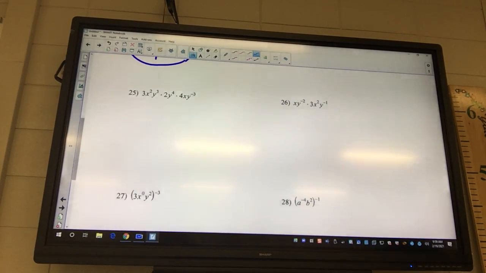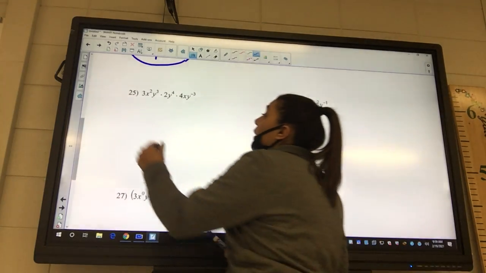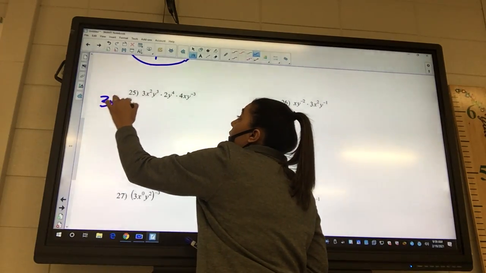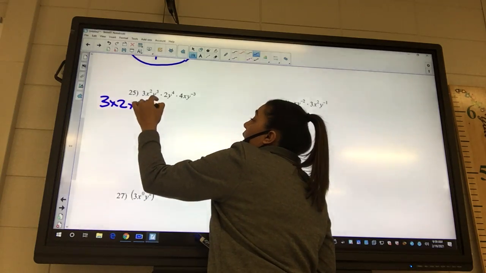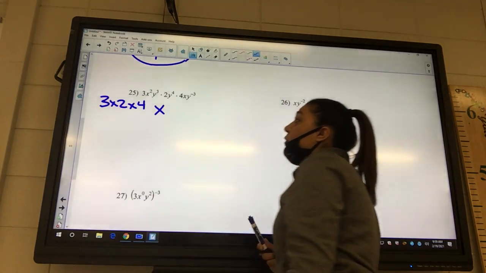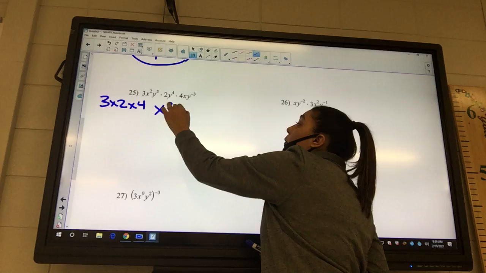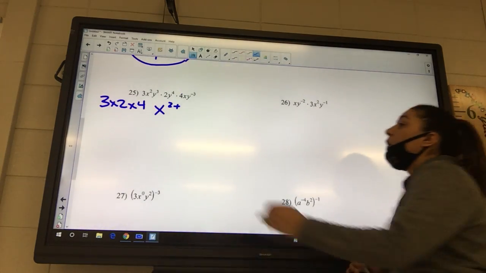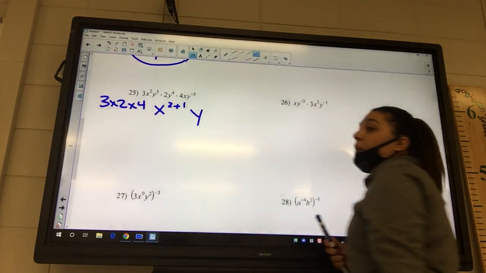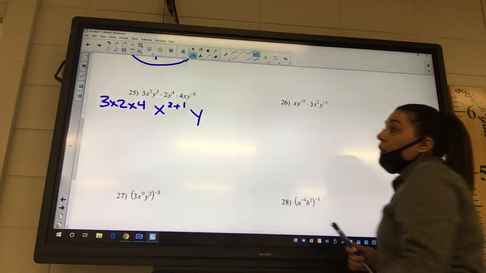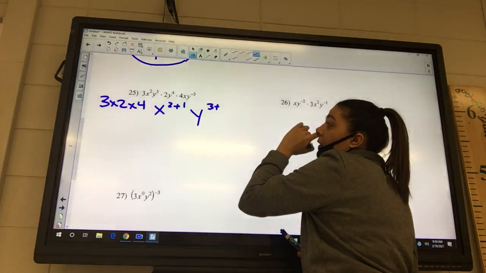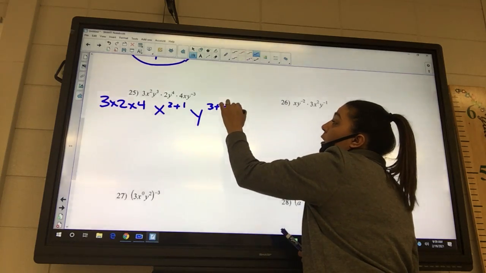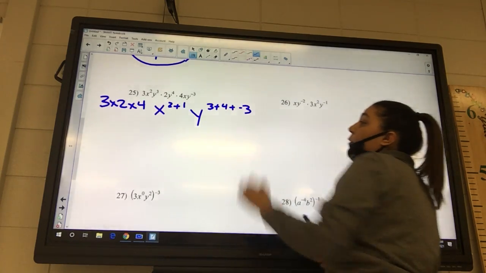Okay? It's the multiplication rule, or the product rule. So we multiply all the bigs together, so we're going to have 3 times 2 times 4, and we add the exponents. I got x to the 2 plus, what's the other x value? 1. And I'm going to have y to the 3 plus 4 plus negative 3.